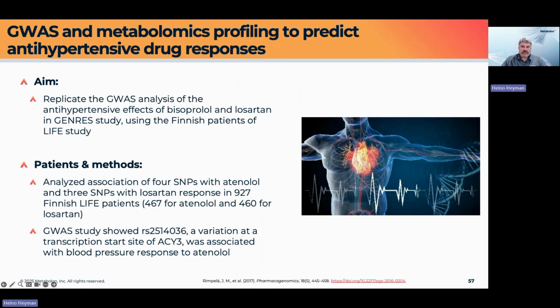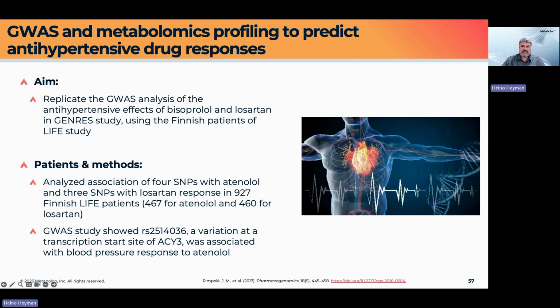So a study was conducted, and the specific aim of the study was to replicate GWAS analysis of the hypertensive effects of bisoprolol as well as losartan in the general study by using the Finnish patients in the live study cohort. So looking specifically at the details of the study, which started out with the GWAS analysis, where they analyzed association of 4 specific SNPs that were associated with atenolol response, and 3 SNPs that were correlating to losartan response in these 927 Finnish live patients.